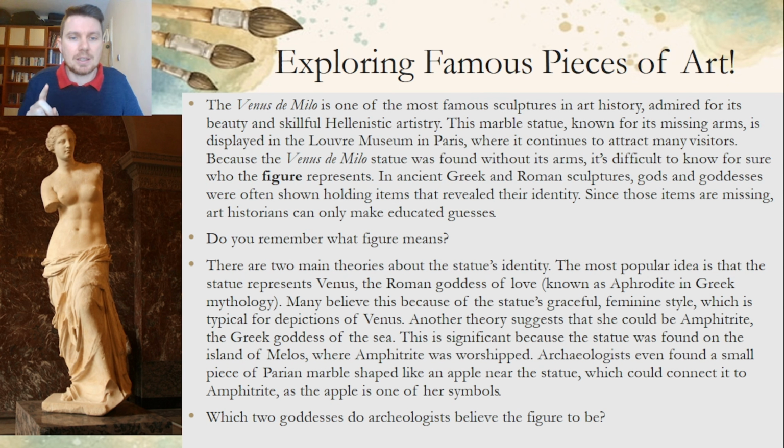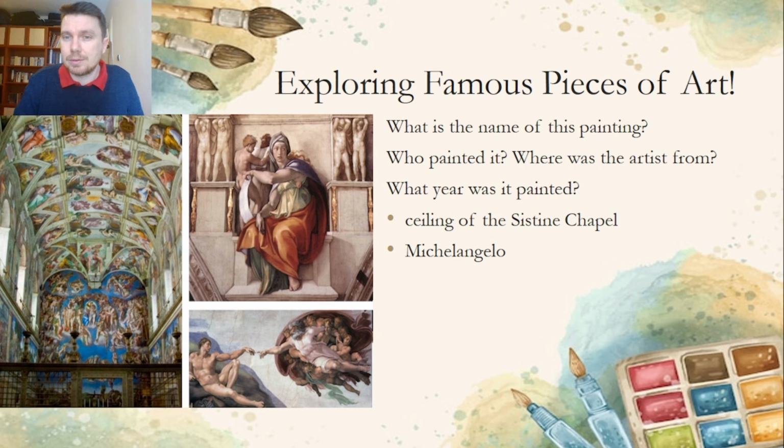Okay, the last piece we will look at today is a very famous piece, but do you know the name? So first of all, what is the name of the painting? It is the ceiling of the Sistine Chapel. Who painted it? Michelangelo. Good. Where was the artist from? He was from Italy, he was Italian. What year was it painted? It was painted in 1512.